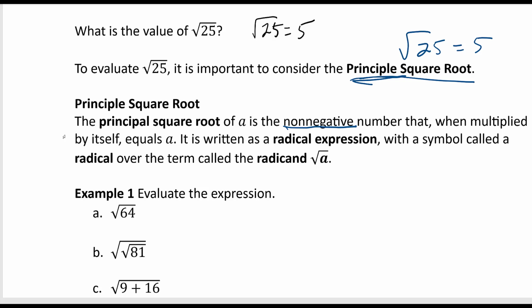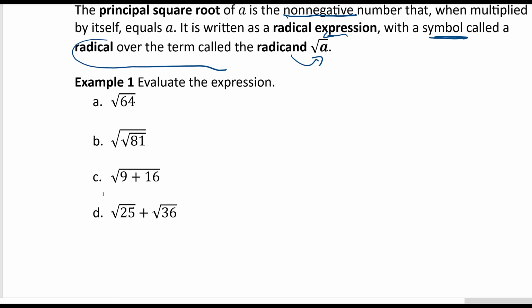It is written as a radical expression with a symbol called a radical over the term called a radicand. So the a is the radicand, and this is the radical symbol. Radical symbol is this check mark thing. Okay. So evaluate the expression.